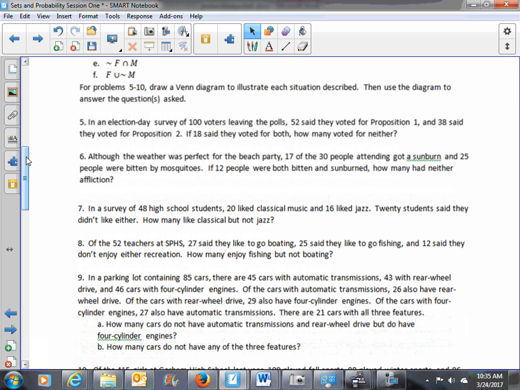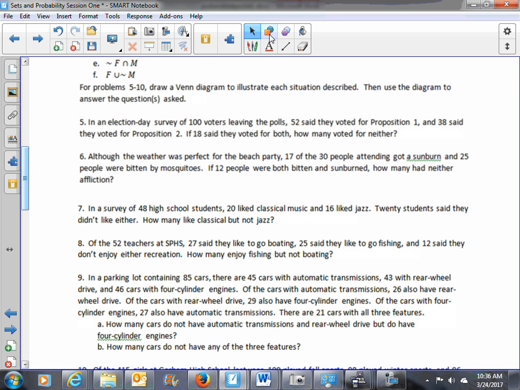Moving on, it says problems 5 through 10, draw a Venn diagram to illustrate each situation described, then use the diagram to answer the questions asked. Okay. In 5, in an election day survey of 100 voters leaving the polls, 52 said they voted for Proposition 1, and 38 said they voted for Proposition 2. If 18 said they voted for both, how many voted for neither?